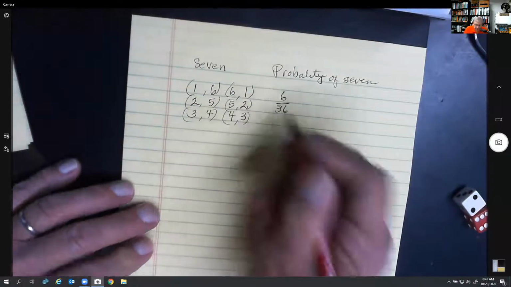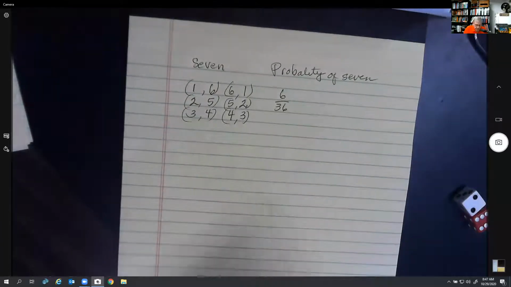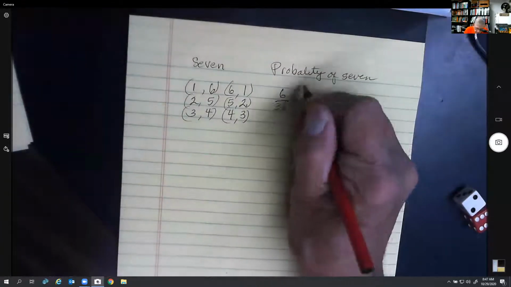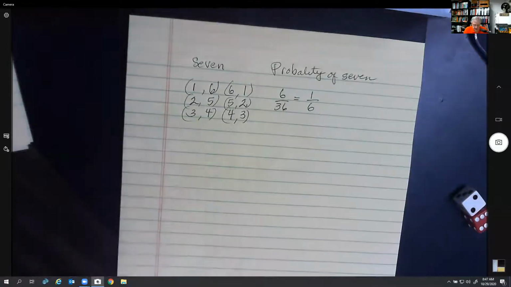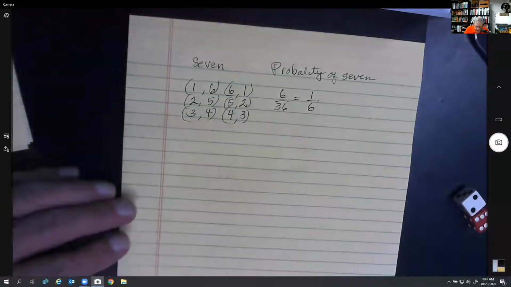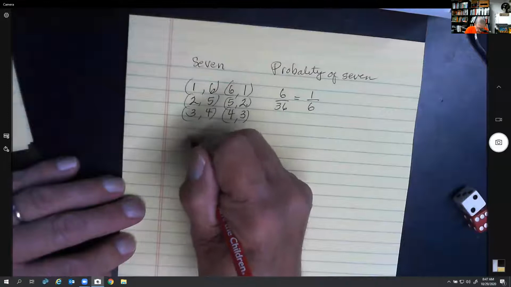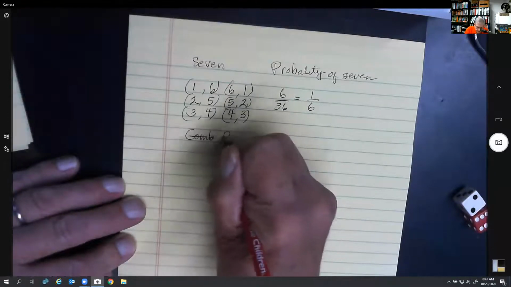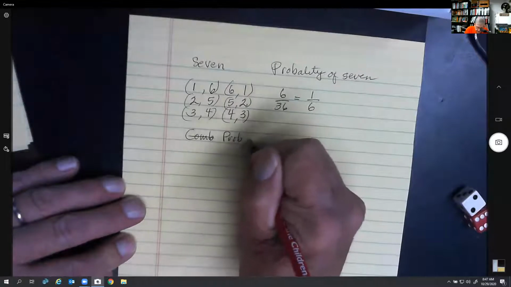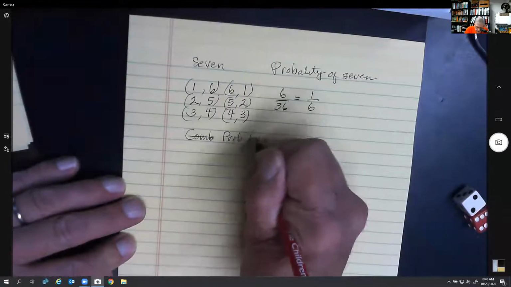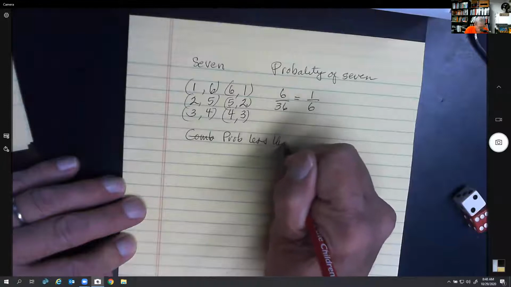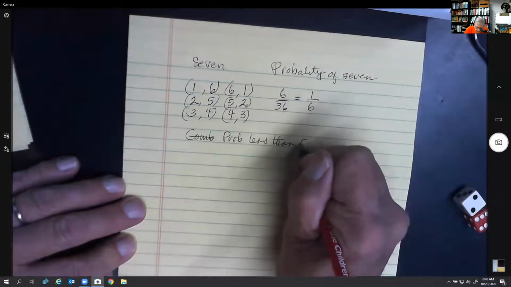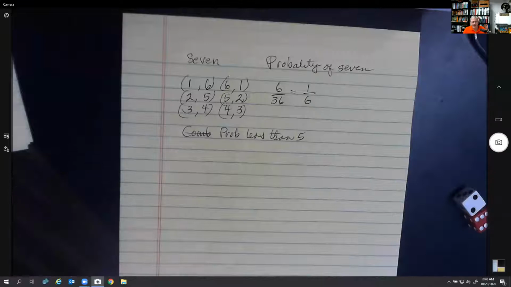So sometimes we have to list those, and then maybe I could reduce this to 1 over 6. Okay? And that's the number of combinations that we could have. How about the probability of a number less than 5, less than 5. What does less than 5 mean?